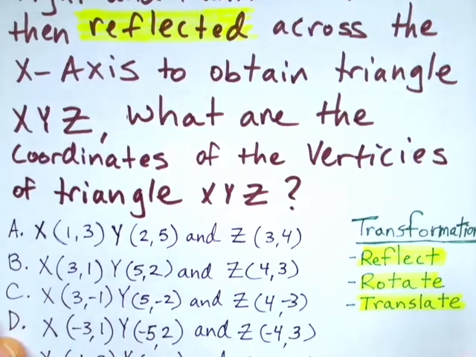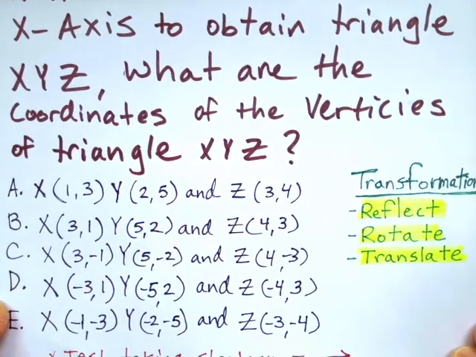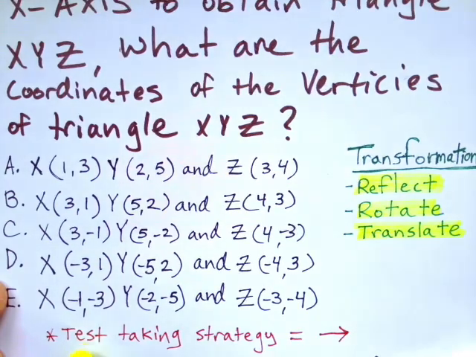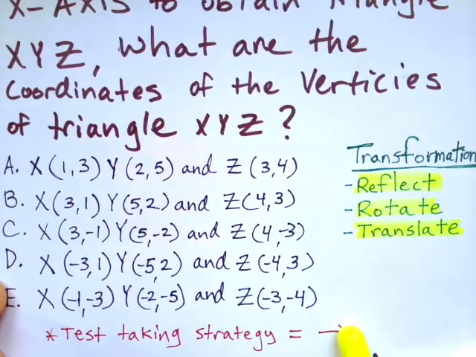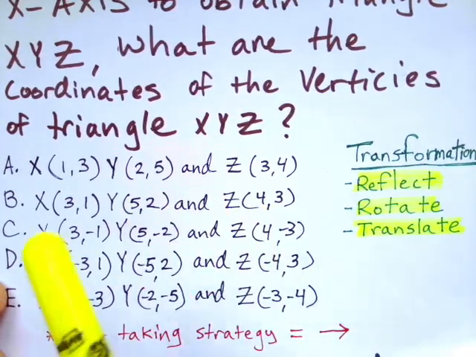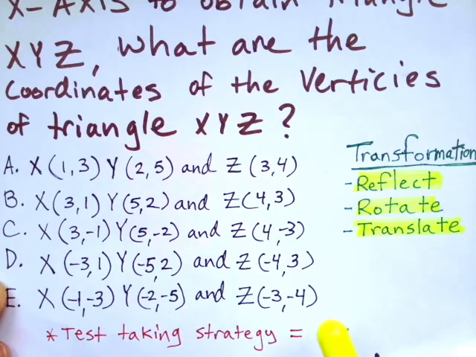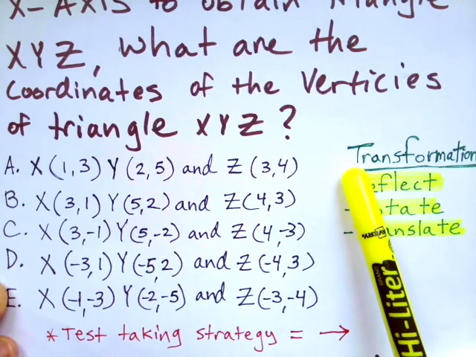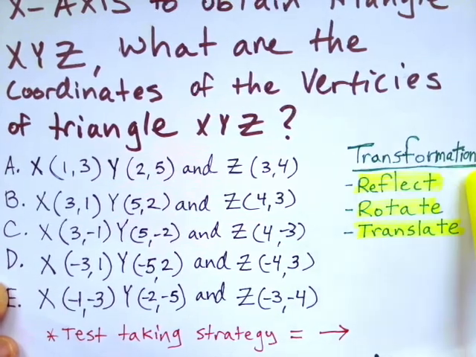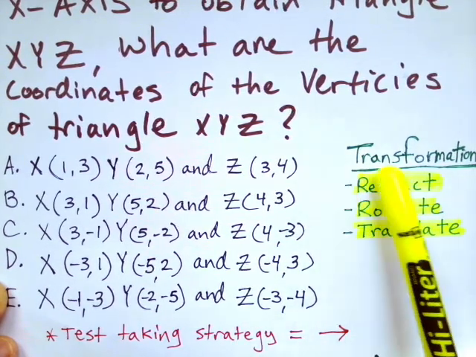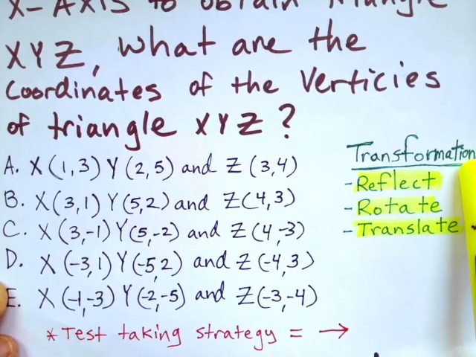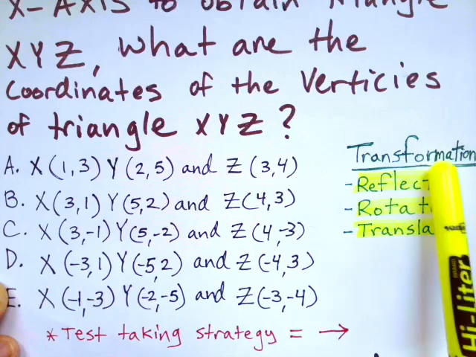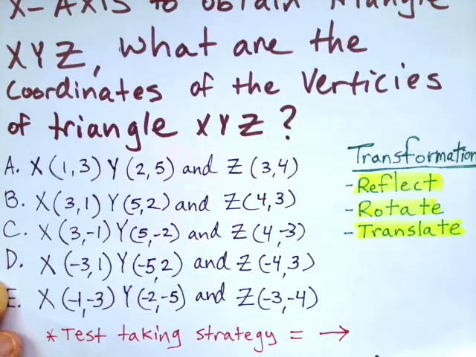And so you have a number of options here, A, B, C, D, and E. I'm going to go over them in a moment and explain to you how you can use a test-taking strategy to eliminate some of these values. Now, what I highlighted above is called transformations. It's part of a series of transformations. Translation, reflection, and rotation are all part of transformations.